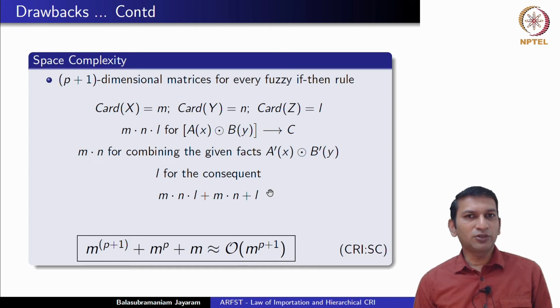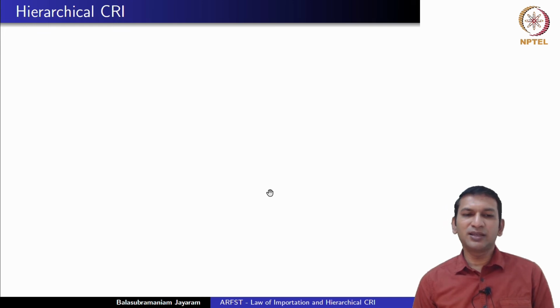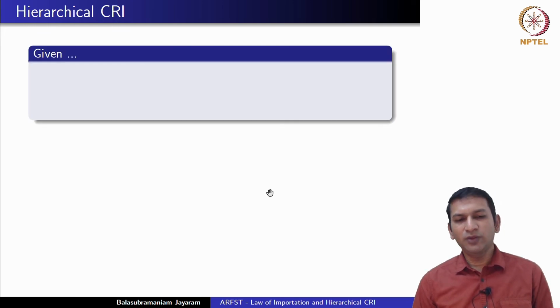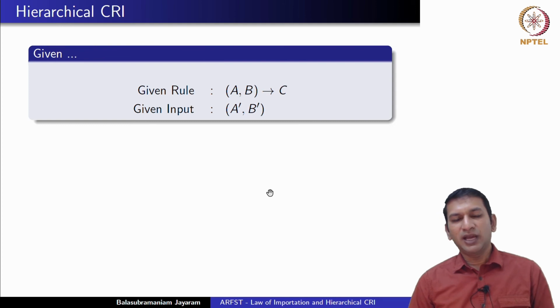So the computational complexity is of order m power 2p, and the space complexity is of order m power p plus 1. Now, why not perform the operation in a different way? So look at this hierarchical CRI. What do we have? We have a rule of the form A, B implies C, and we are given input A dash, B dash. The hierarchical CRI suggests the following procedure.